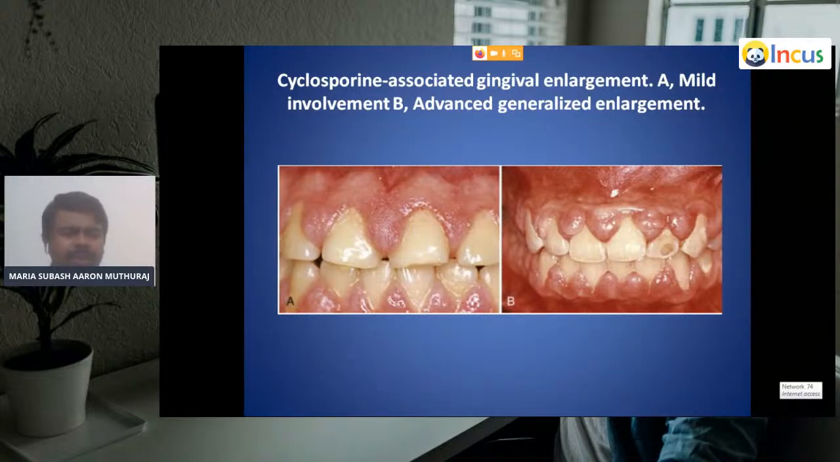It will affect most areas, and it will involve first the interdental papilla as well as the marginal gingiva. In some cases, more severe enlargement will be seen if the patient is taking both cyclosporine as well as calcium channel blockers, because hypertensive patients who have undergone renal transplantation will take both cyclosporine as well as calcium channel blockers. Then there will be more severe enlargement in such cases.